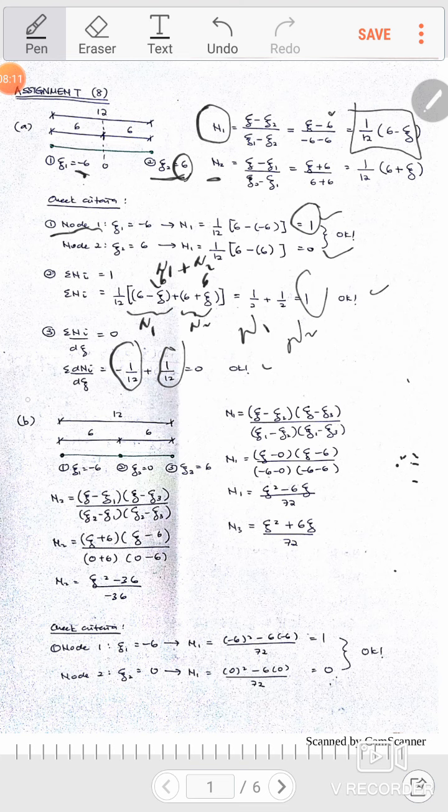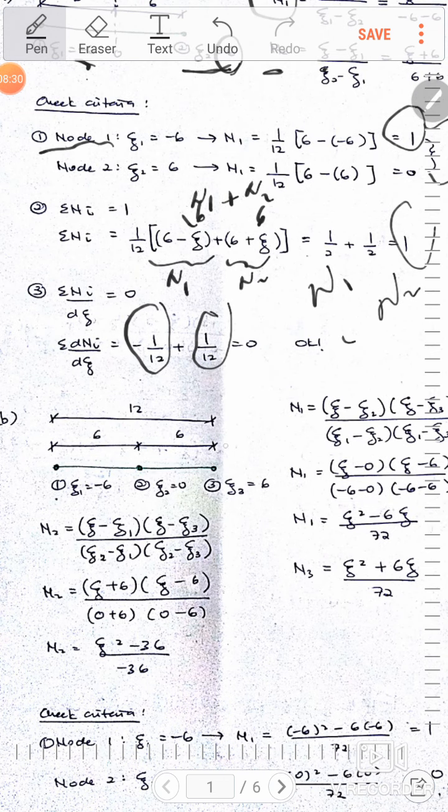Second one, question number B. I have here two elements. The first element starts from node number 1 to node number 2. Node number 2 here is 0, the original point. Okay, and node number 2, this is node number 1.